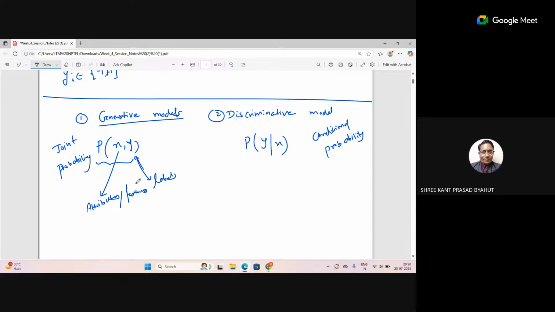So in case of a generative model, how is it different? In a generative model, we try to find out the joint density. That means what is the probability that this feature and this label will exist together.